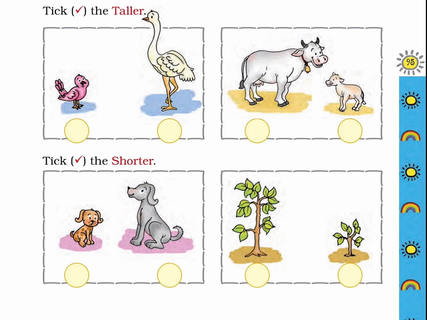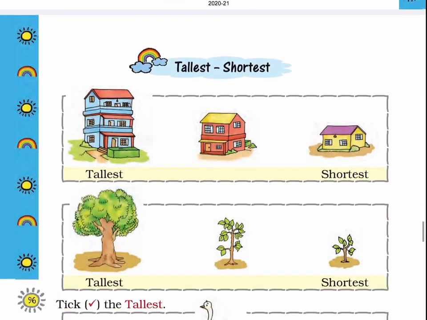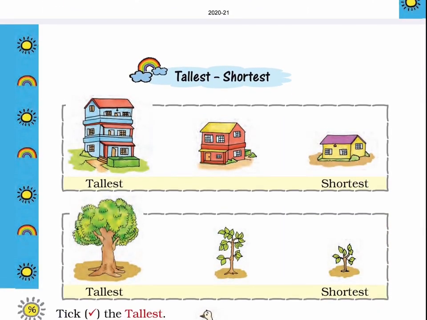Question. You have to tell which one is the shorter plant. Page 96. Tallest and shortest. This page is divided into 4 parts. Each part has a picture and a question. The first 2 parts are solved as an example.